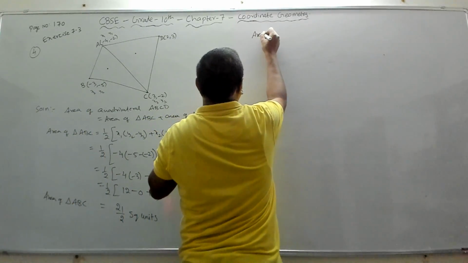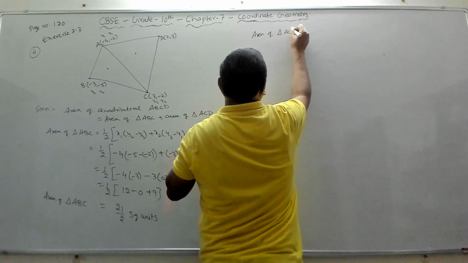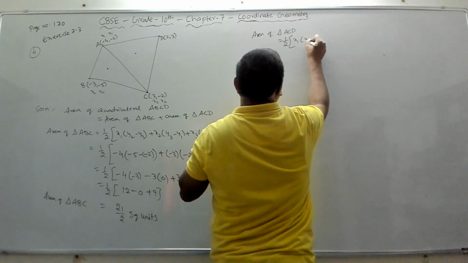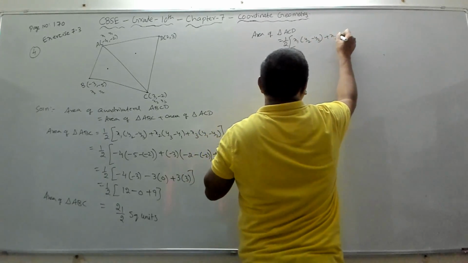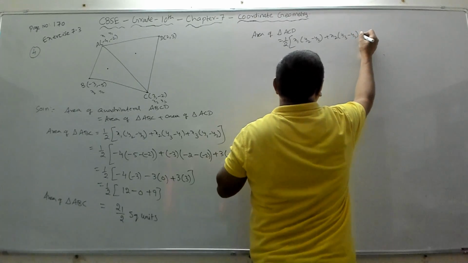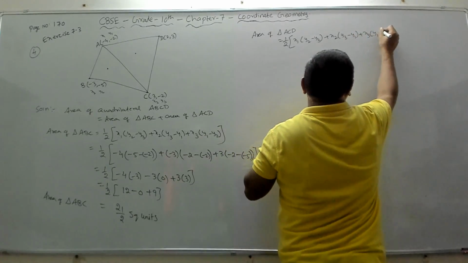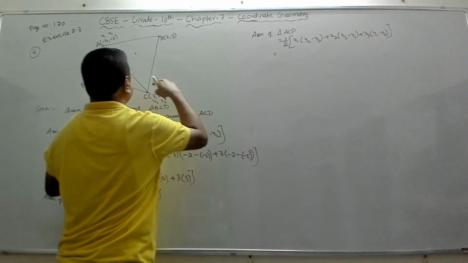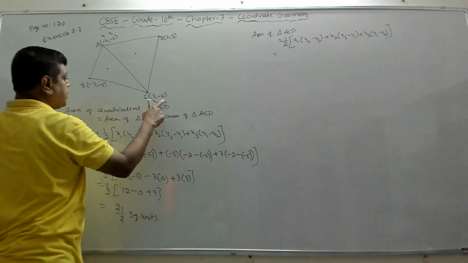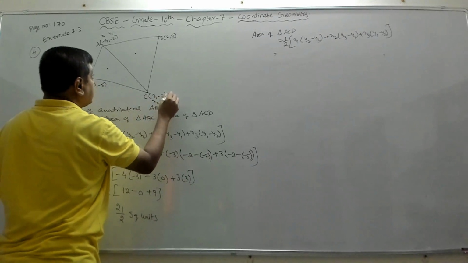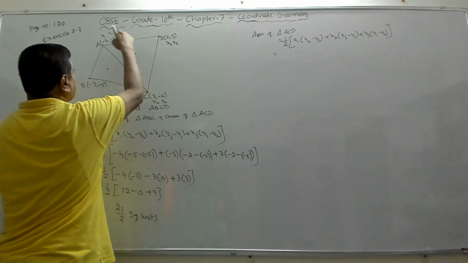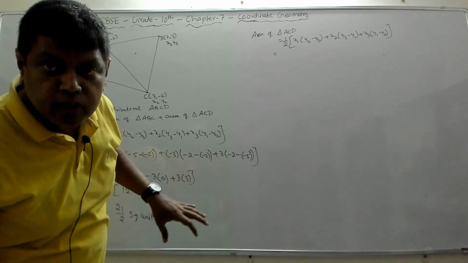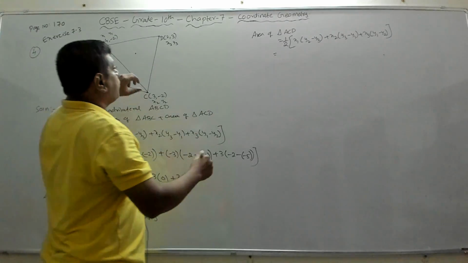Now the area of triangle ACD is again equal to 1 by 2 of x1 into y2 minus y3 plus x2 into y3 minus y1 plus x3 into y1 minus y2. Now again let's take the three vertices, this as x1 y1, this as x2 y2 and this as x3 y3. Now let's substitute these three vertices because we are going to find the area of this triangle. Now if you substitute, what do we get?